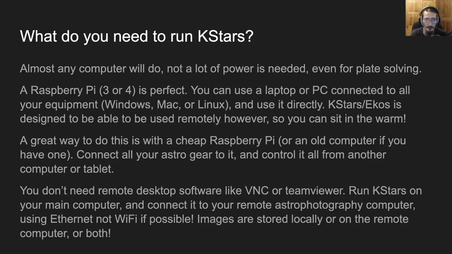But KStars is designed to be able to be used remotely, so you can go and sit inside in the warm. A great way to do this is to get a cheap Raspberry Pi or an old computer, if you've got one lying around, or an old laptop. Connect all your astrophotography gear to it and control it from another computer or tablet in your car or back in the warm and on the sofa.